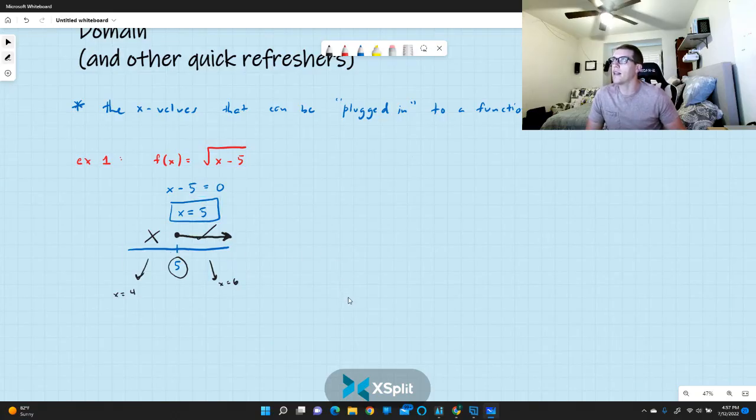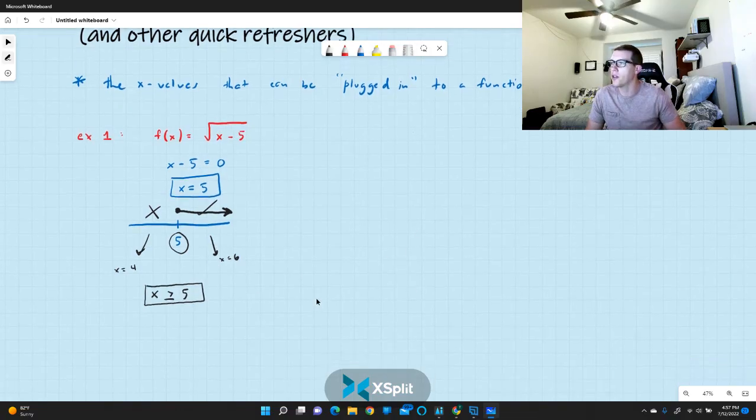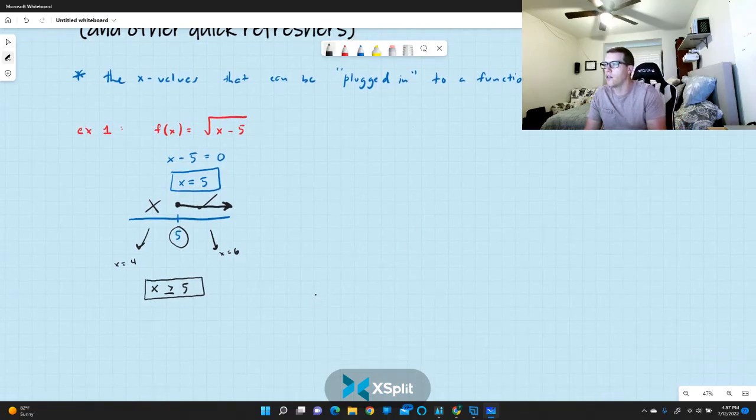And the number line is not the answer. I need you to state the answer. So there are 2 ways you could do this. You could say x is greater than or equal to 5. That's one way, using inequalities. That's fine, but there's a better way. The way I prefer is using interval notation. Interval notation is actually really nice when you have the number line.